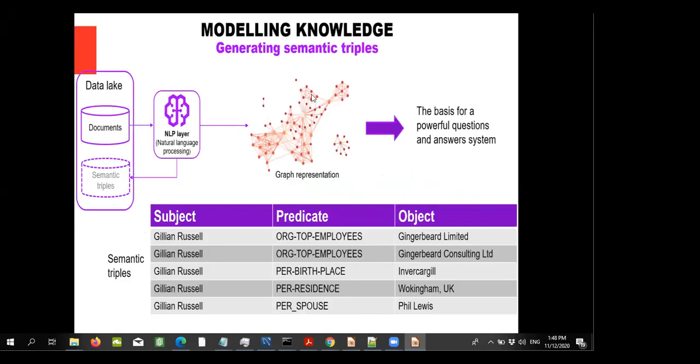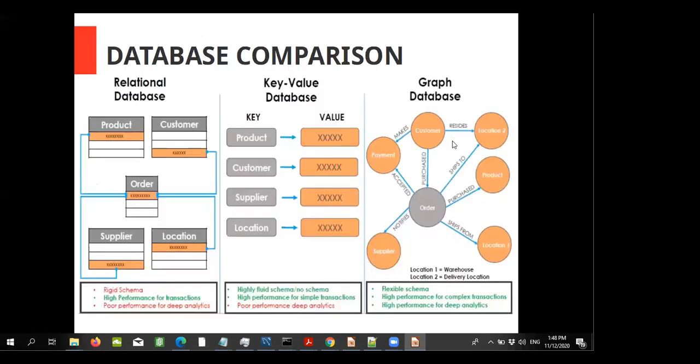So this is it, modeling knowledge. This is it, using NLP, semantic triple, subject, predicate, object, the basis of powerful question and answer systems. Remember what I've been saying about question and answer, all right? Now, this is key for everybody to understand. Everybody here needs to understand this graph in front of me right now. This is a relational database. This is a key value database like your MongoDB. And this is your graph database.